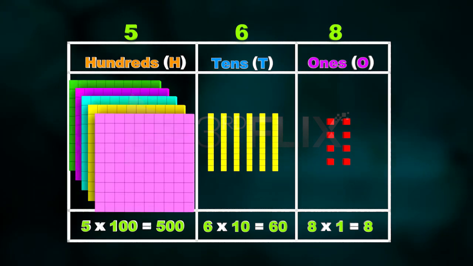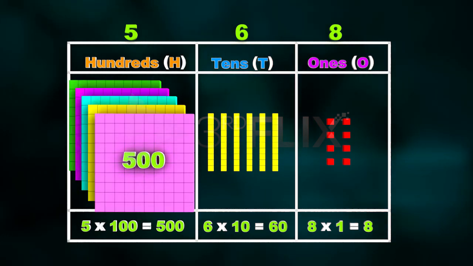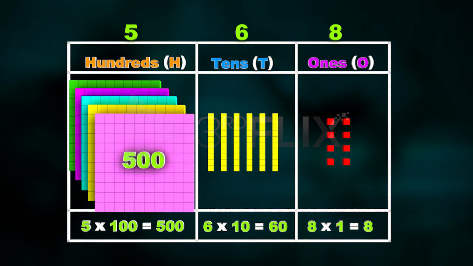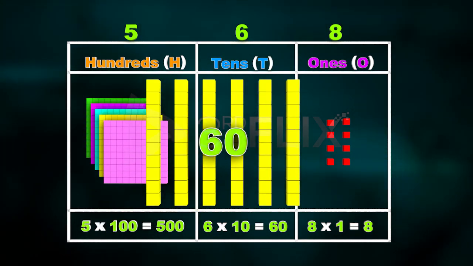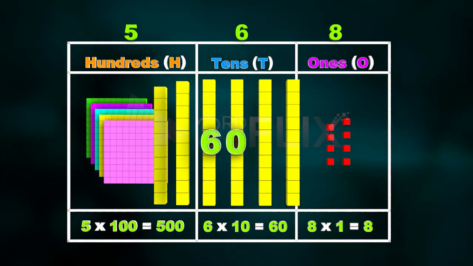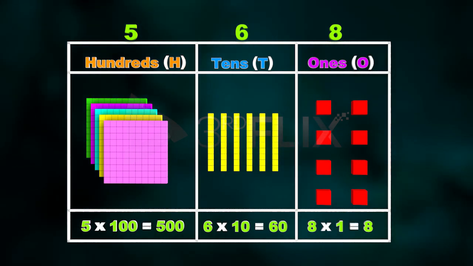So the place value of 5 is 500. The place value of 6 is 60. And the place value of 8 is 8.